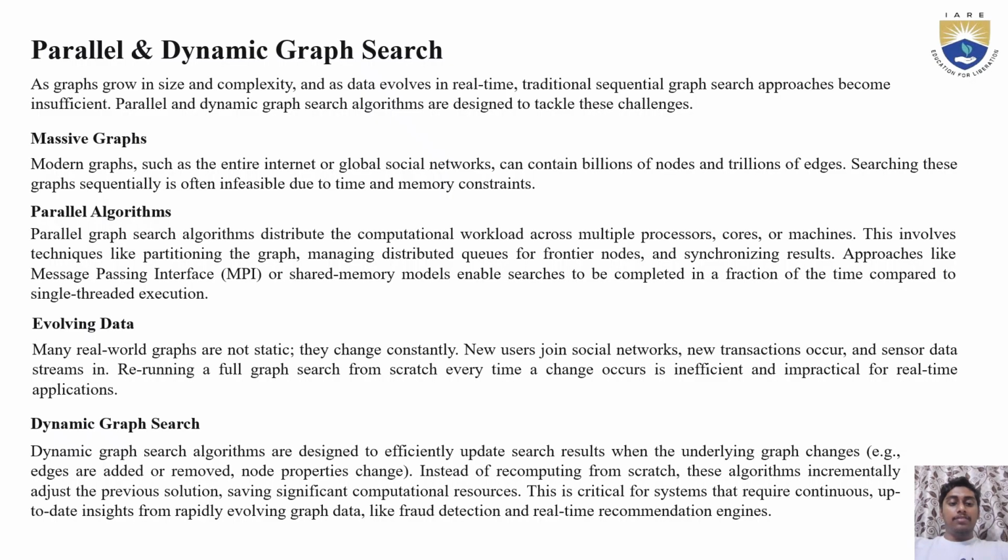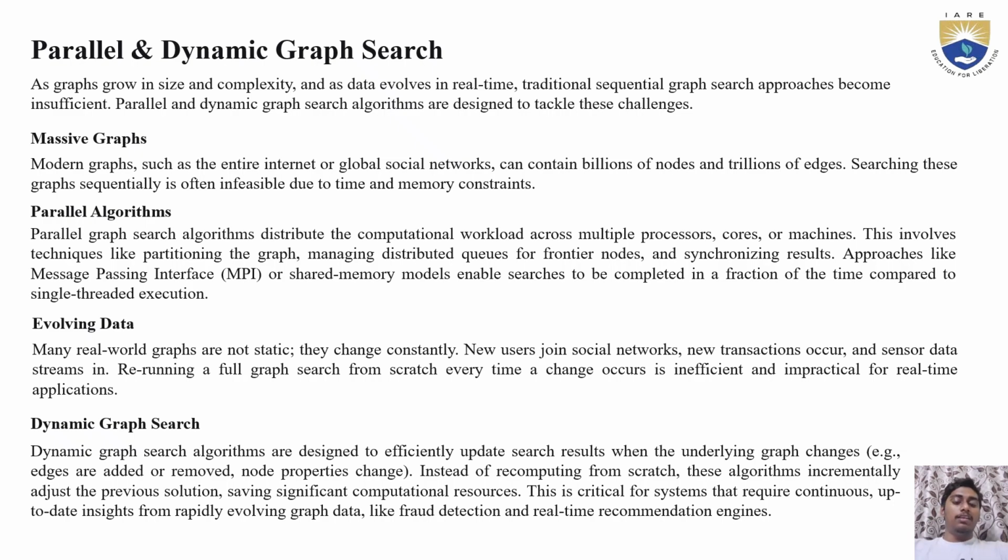Parallel and dynamic graph search. As graphs grow in size and complexity and as data evolves in real time, traditional sequential graph search approaches become insufficient. Parallel and dynamic graph search algorithms are designed to tackle these challenges. Massive graphs. Modern graphs, such as the entire internet or global social networks, can contain billions of nodes and trillions of edges. Searching these graphs sequentially is often infeasible due to time and memory constraints.